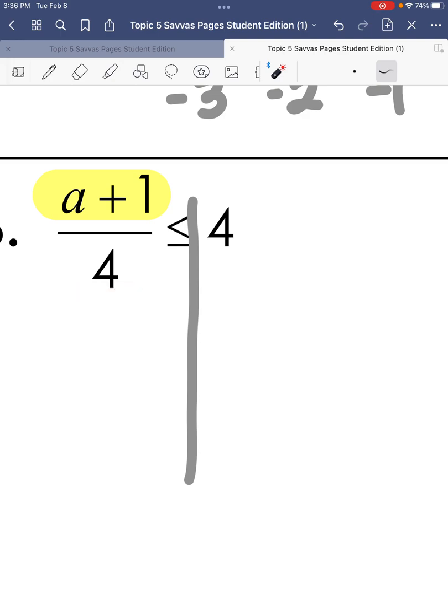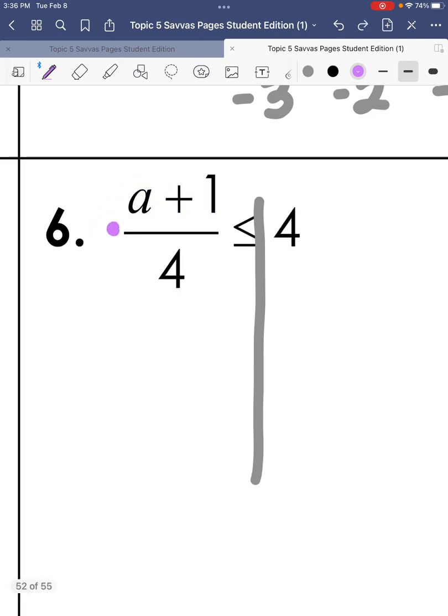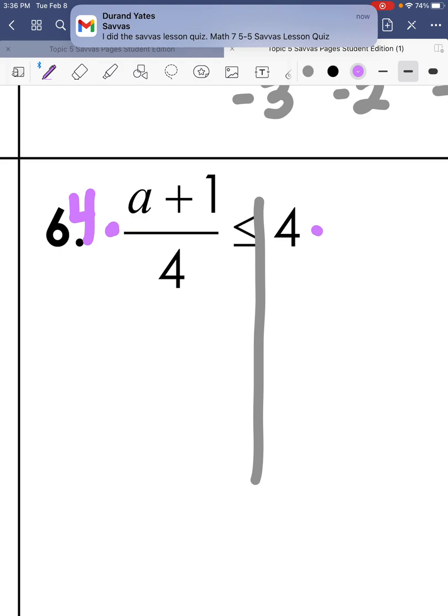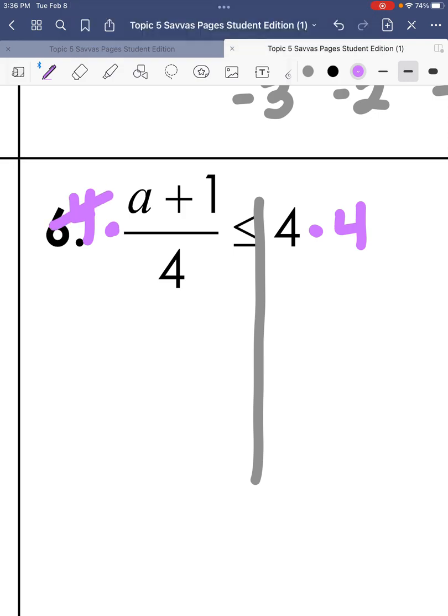So we're going to first undo dividing by 4. Okay, I'm going to get rid of that fraction first. So to undo dividing by 4, I need to multiply by 4. So I'm multiplying by 4 on both sides. Okay, now on the side with the A, my 4's cancel out, and I'm left with what's on top? A plus 1. On the other side, 4 times 4 is 16.